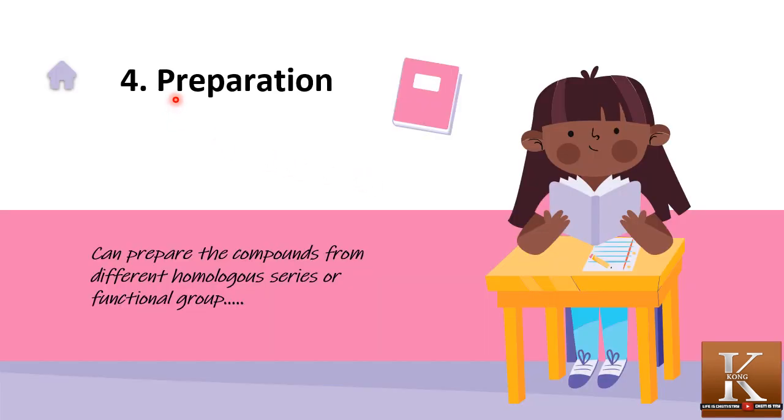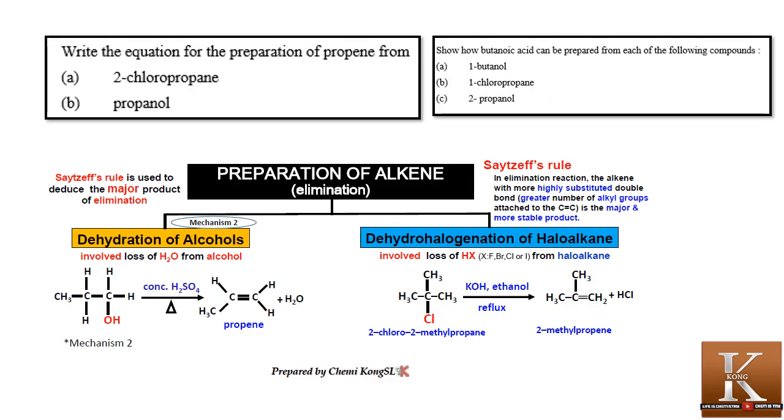Okay, next is about preparation, right? We can prepare the compound from different homologous series or functional group. For example, preparation of alkene. Okay, I can prepare from alcohol by using concentrated H2SO4 and heat, and then form the alkene compound. So it's elimination, single bond to double bond.